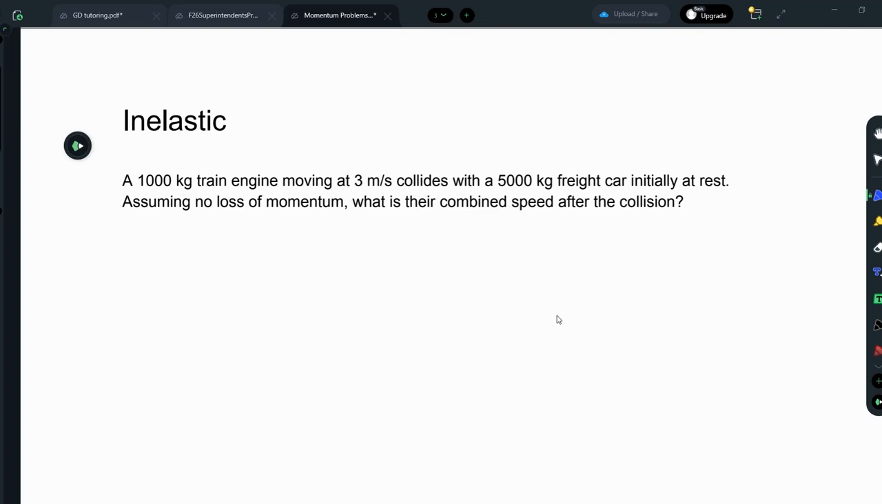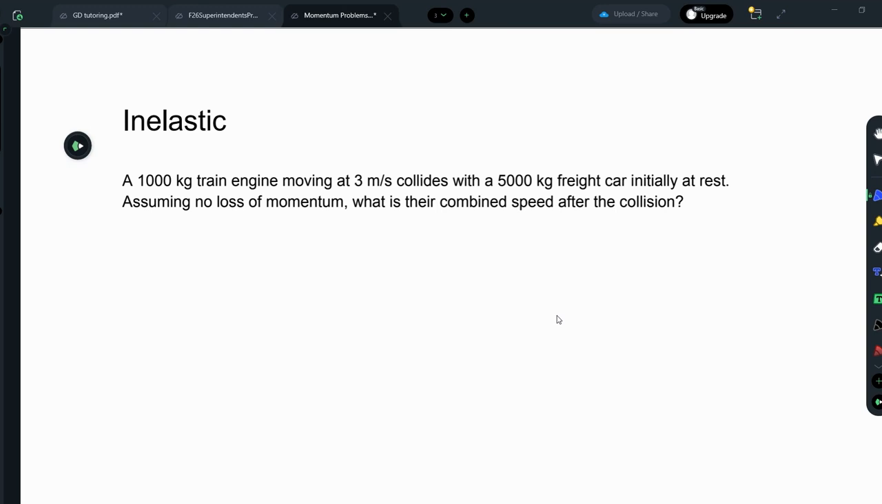that involve the collisions between two objects. For each one, we're going to draw a picture that represents the problem and then make a table to put all of our information about momentum and then use that to solve any missing information that we don't have. The first problem we're going to look at is an inelastic collision.